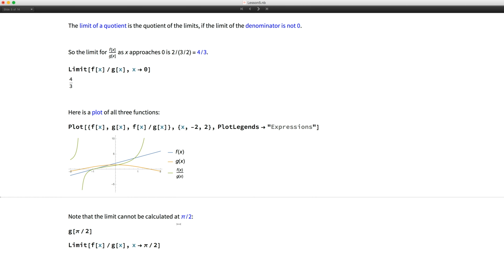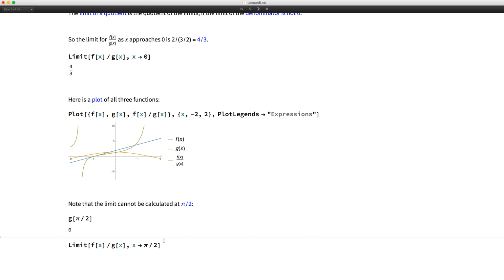There is a problem at pi over 2 although, because the value of g at pi over 2 is 0. And then we are in trouble because the limit of f over g at that point is just indeterminate.